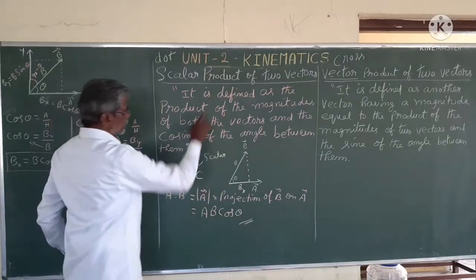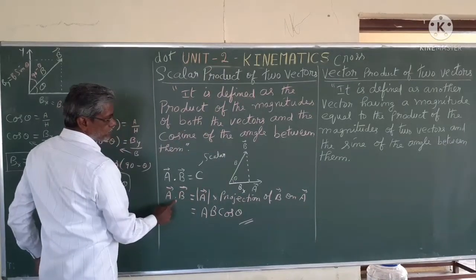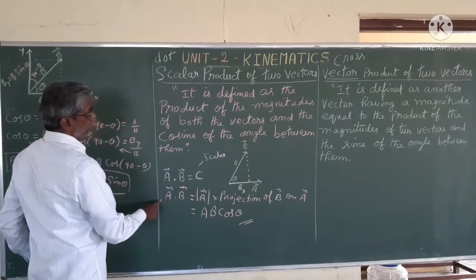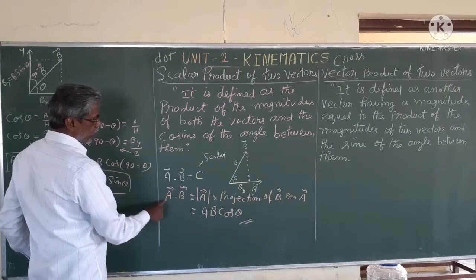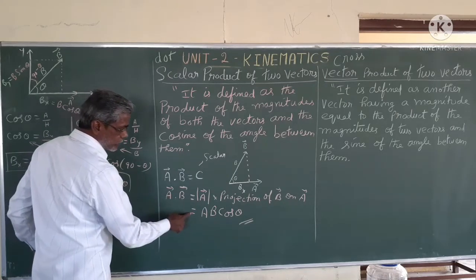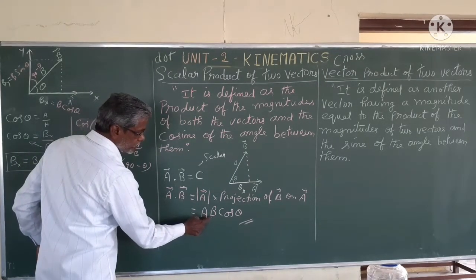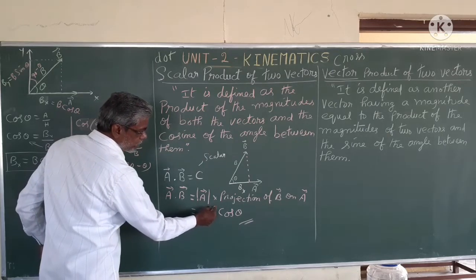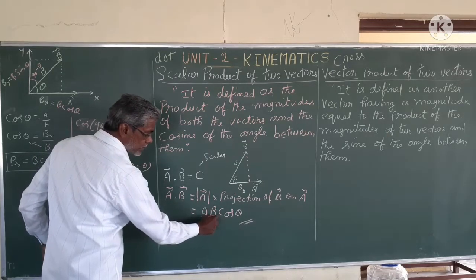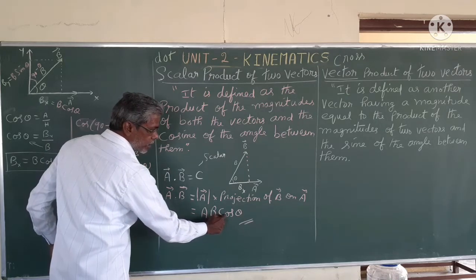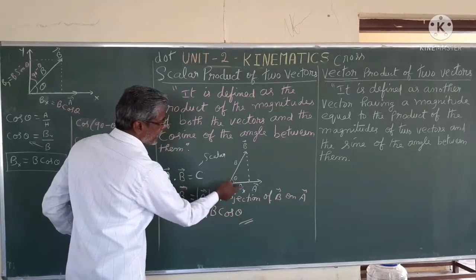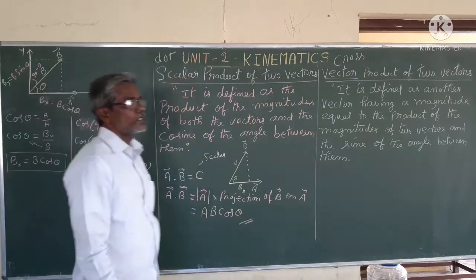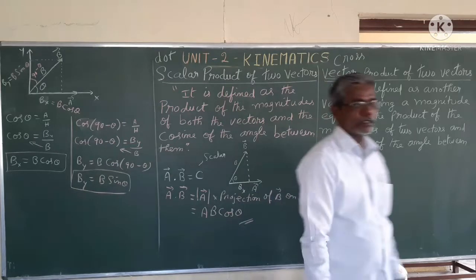Now you see, the dot product or the scalar product of two vectors is equal to the product of the magnitude of a vector and b vector and the cosine of the angle between them. Cosine of the angle between them. This will give a definition of the scalar product of two vectors.